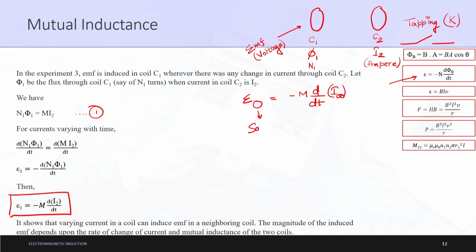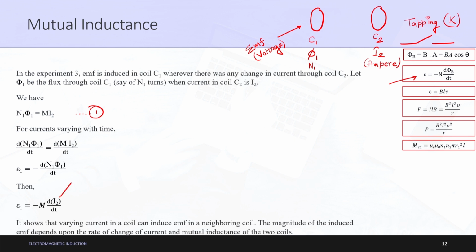Let us say this is something and this is another thing. Mathematically, if we write 1 here, then it will be 2 here. If we write 2 here, then it will be 1 here. Moving on to the last line, it shows that a varying current in a coil can induce EMF in a neighboring coil.